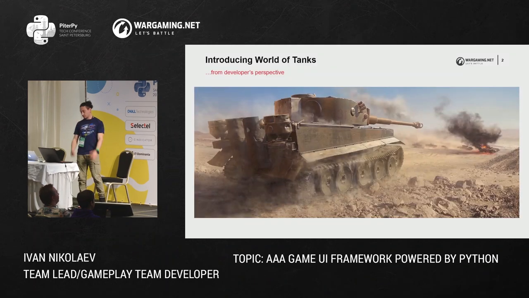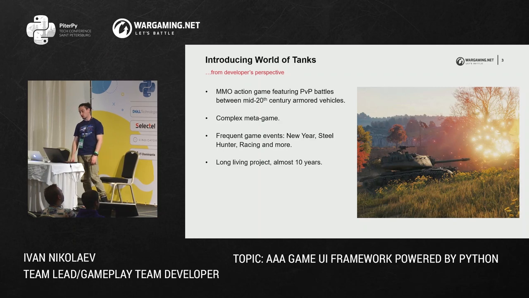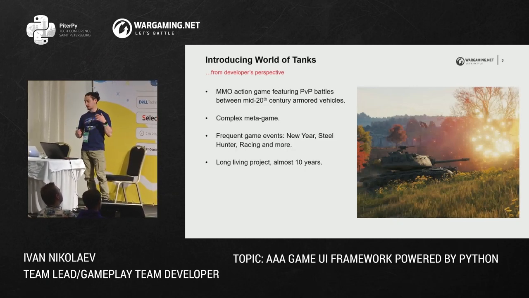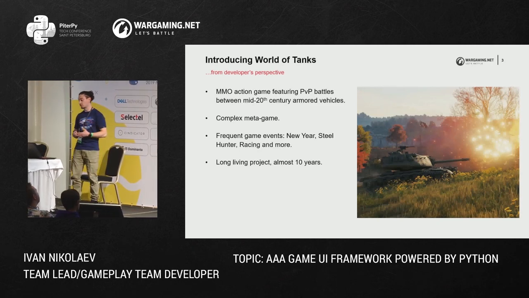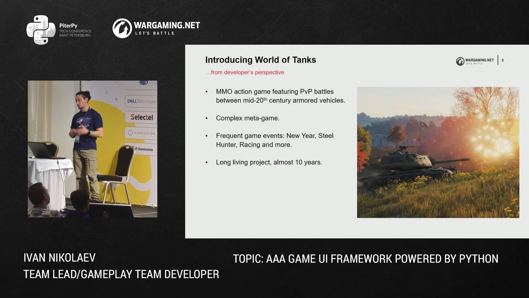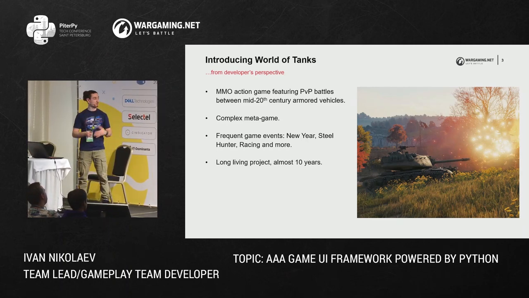World of Tanks basically is a multiplayer online action game in which players fight each other using mid-20th century armored vehicles. And it features a complex meta game, where you have player progression and player interactions. Players can join clans together. They can customize their vehicles, buy stuff, research new ones, unlock modules, and complete quests. So there's really a lot of stuff happening at once in this game.